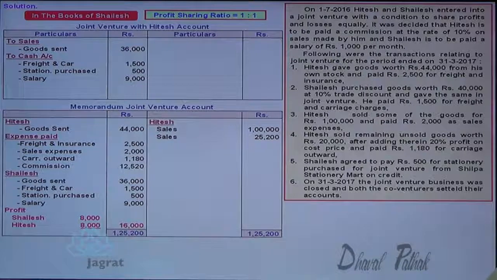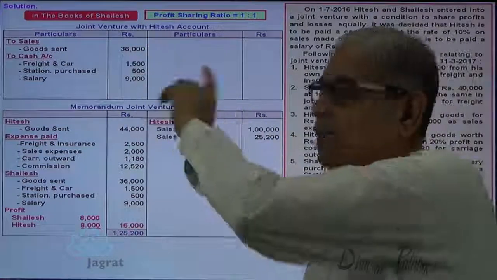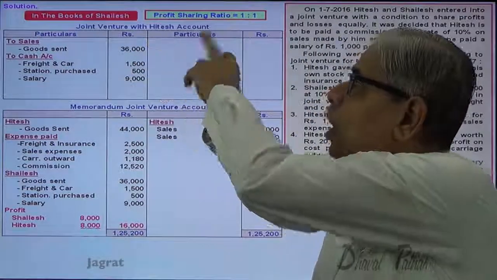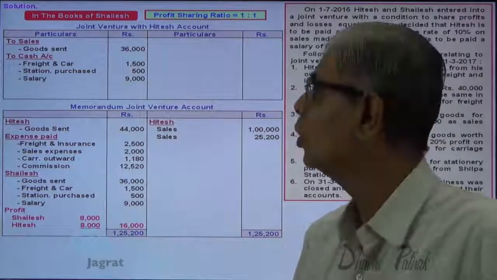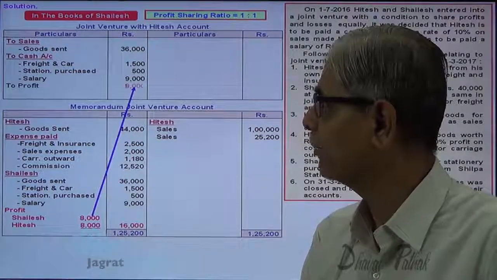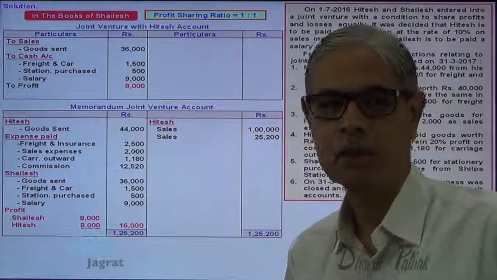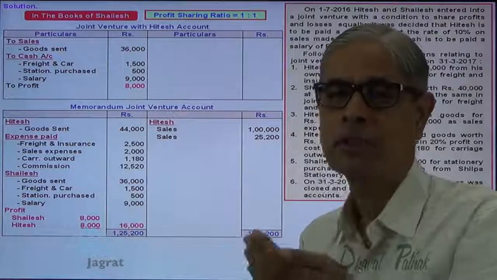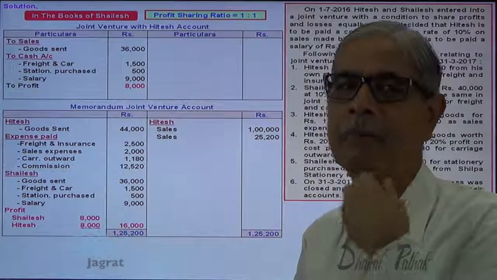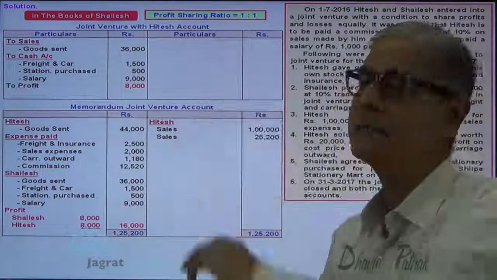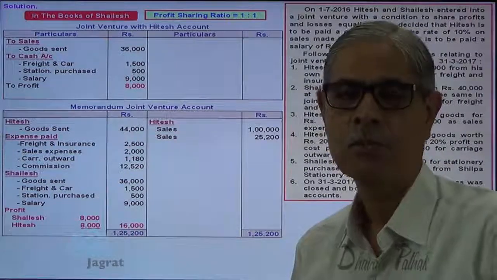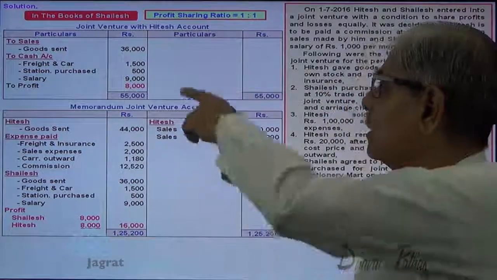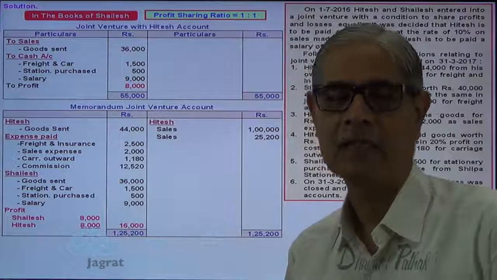So share of Shailesh in profit is 8,000. So Shailesh says that I should get 8,000 profit. From whom? From the joint venture business with Hitesh. So joint venture with Hitesh account debit to profit and loss account credit. Now the settlement is to be made because the business is over. So total of these are the contributions, these are the payments made by me to the joint venture business with Hitesh. So I should get this total. So 55,000 is the amount that I am going to receive at the end on settlement of the account.